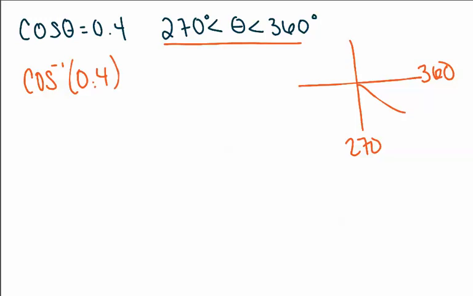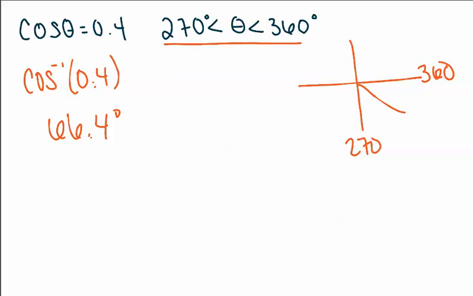And when I do that, my calculator is going to give me the reference angle. So when I type that in, I'm going to get 66.4 degrees. There we go, 66.4 degrees. Now, 66.4 degrees is in quadrant 1, not quadrant 4. I need the angle that's in quadrant 4. So what I have to do is find the angle that's in quadrant 4 that has a reference angle of 66.4 degrees.